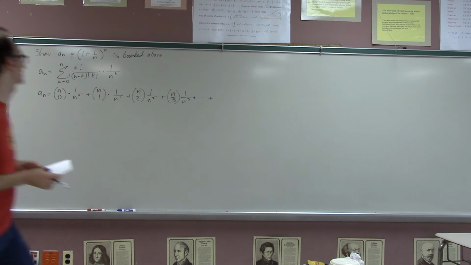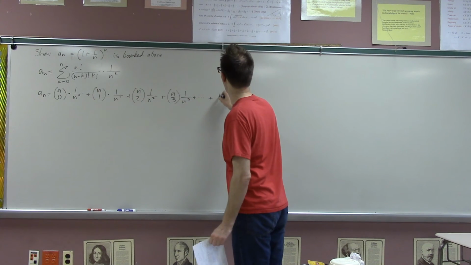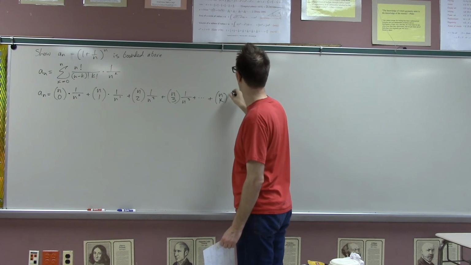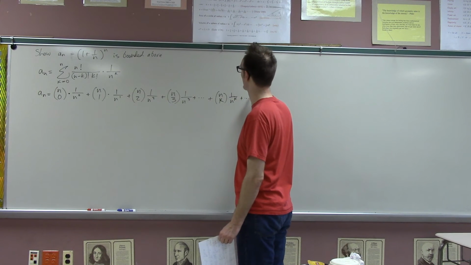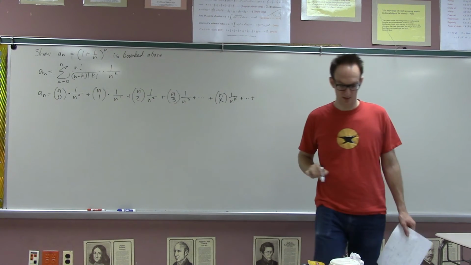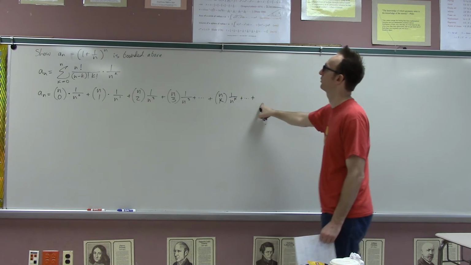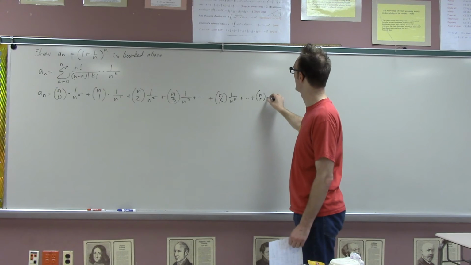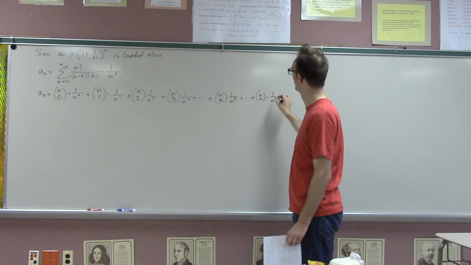What does the kth term look like? It's n choose k, 1 over n to the k. And then we go out to the last term, the k equals n term, which is just n choose n times 1 over n to the n. Okay.